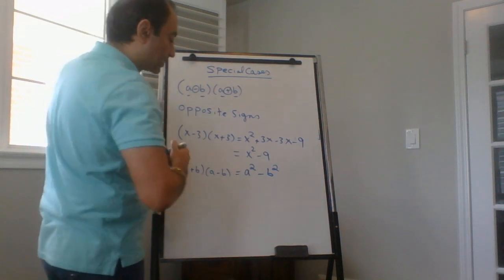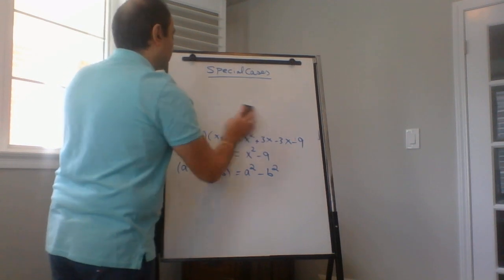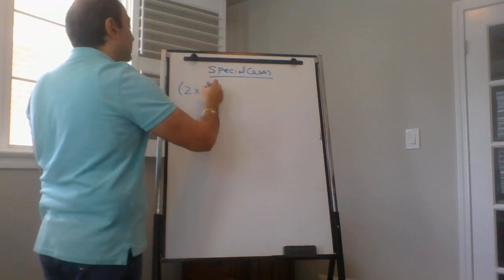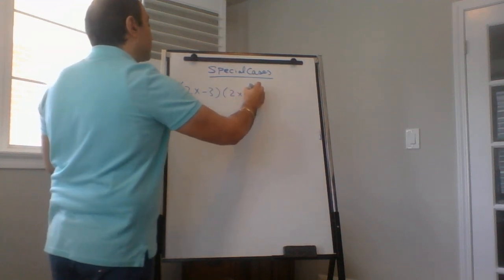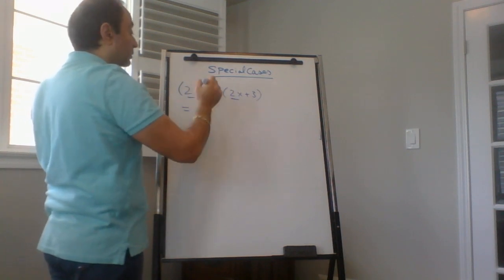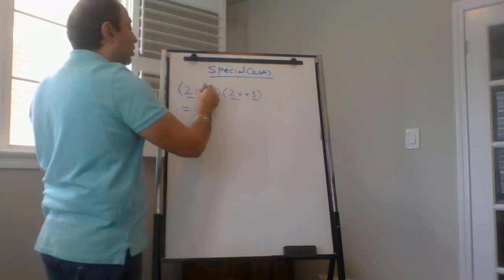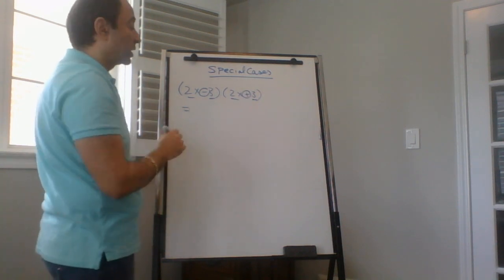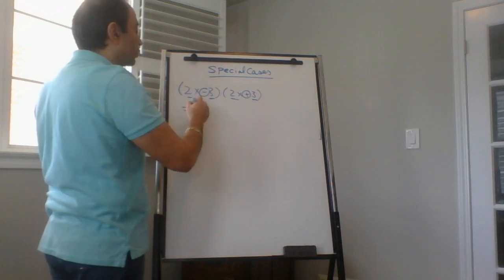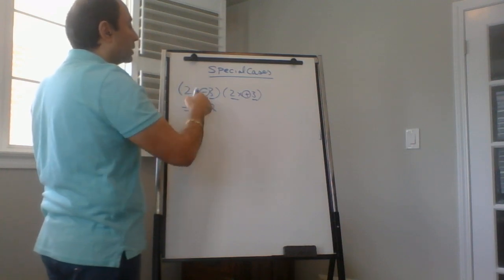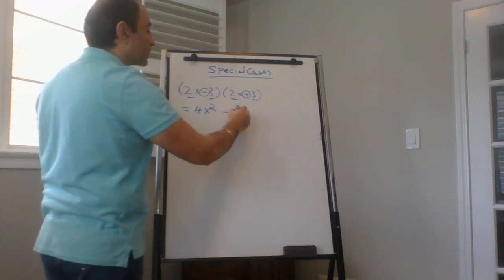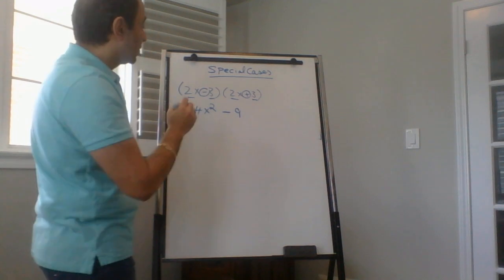Alright, so examples. Let us say we have (2x minus 3)(2x plus 3). Are those conjugates? Yes, they are. 2x and 2x same term, 3 and 3 same term, opposite signs, so those are conjugates. So I can use the shortcut, which is what? Square the first, so (2x) squared is 4x squared. Always minus, square the second, which is 3 squared, which is 9. Okay, another example.